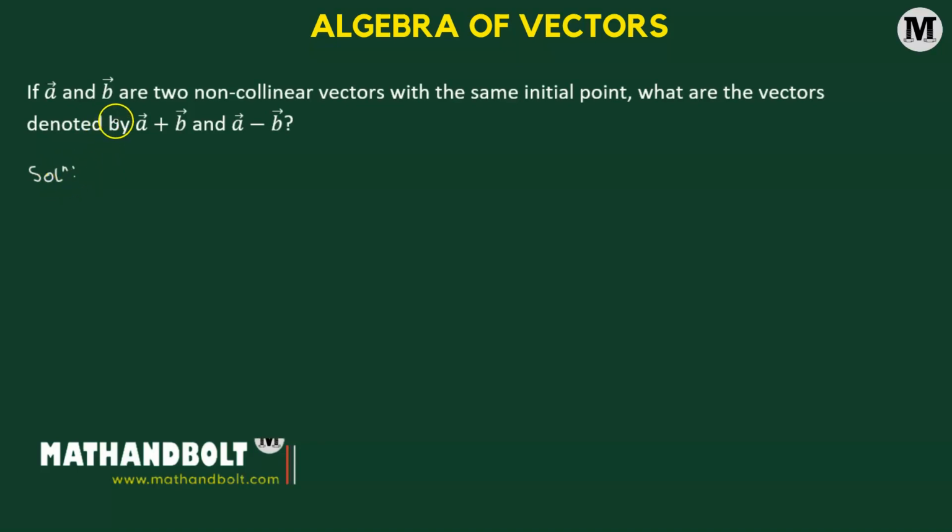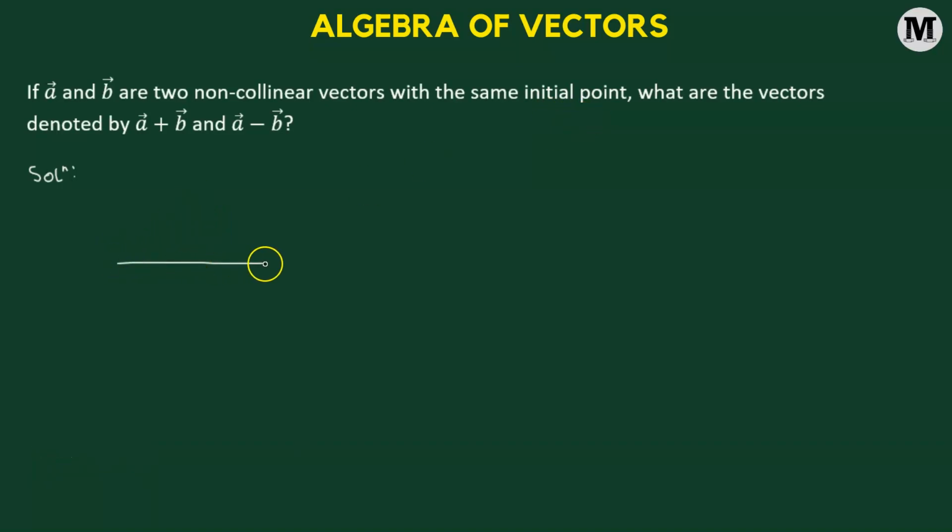So here, since it's given that A and B are two non-collinear vectors with the same initial point, we will consider this to be the vector A, and we have another vector B sharing the same initial point with vector A. Now, let's construct a parallelogram.